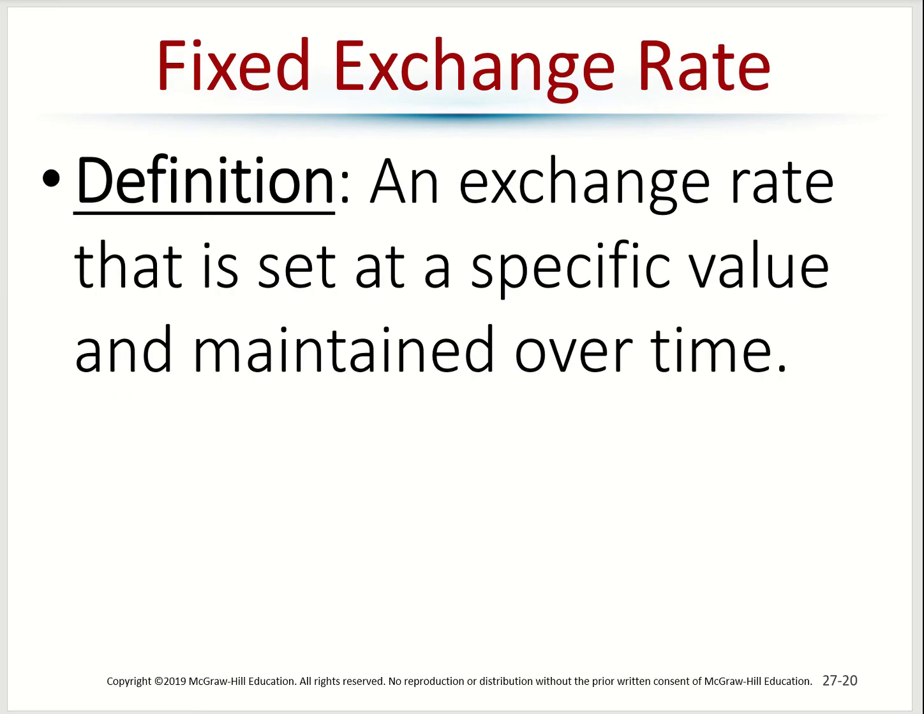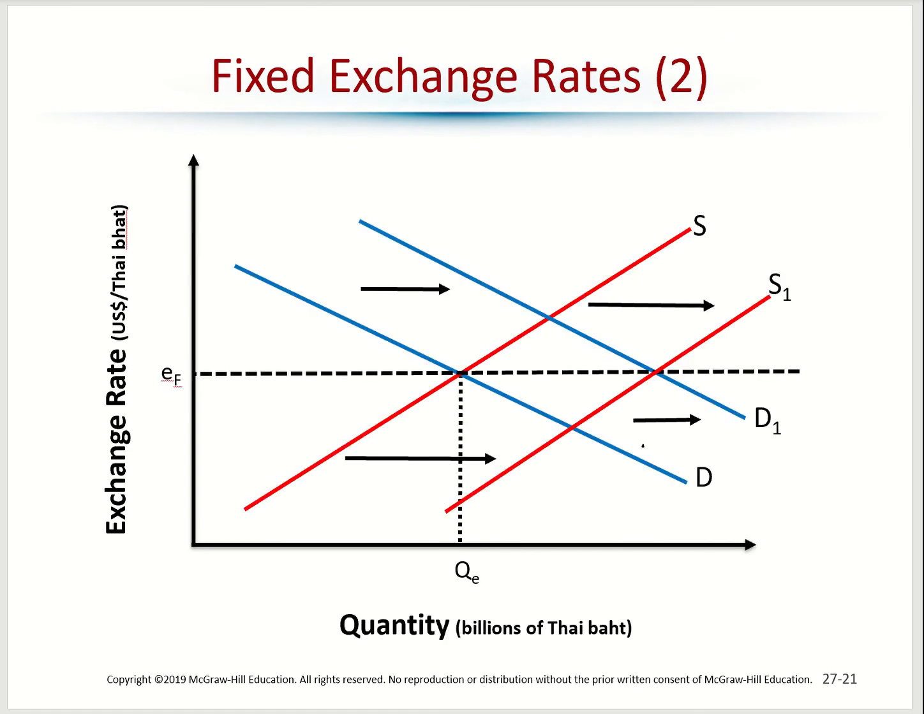Now for the fixed exchange rate. So a fixed exchange rate means it doesn't change, right? It's always the same. But naturally, this doesn't happen. That means there have to be some interventions by the country's government or the country's central bank to force the exchange rate to be fixed at a certain point. Now, our example here is the Thai currency. It's called the Thai baht.